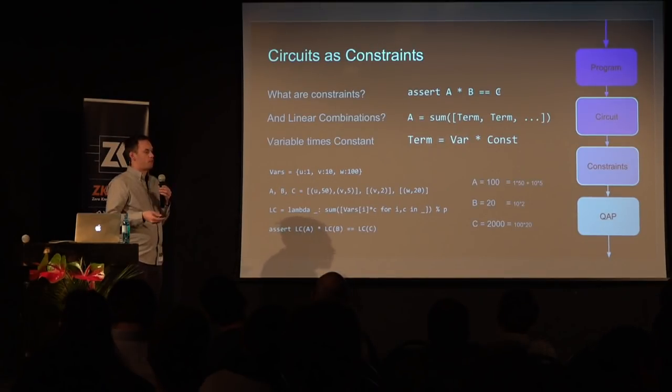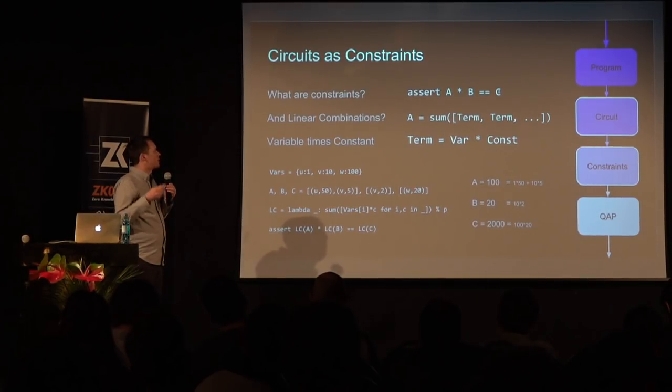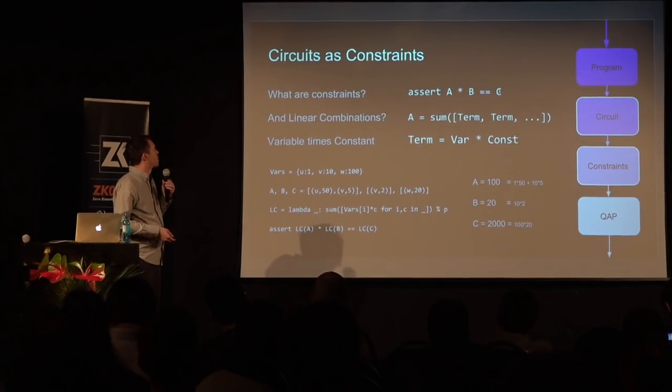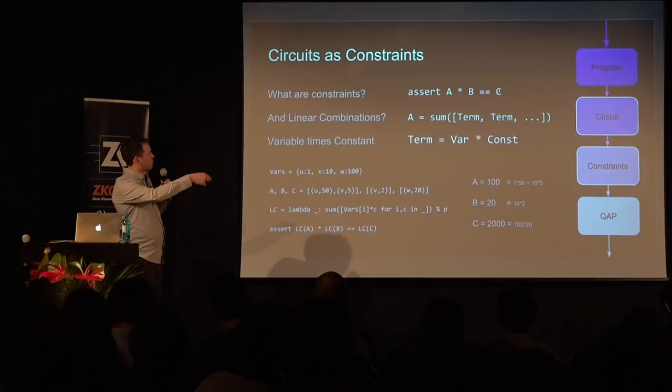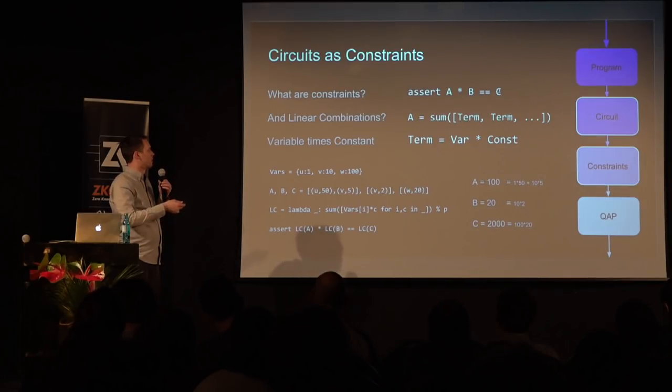So anyway, you've created these circuits, and you've got your add gates, your multiply gates. They're strung together. But how do we convert them into constraints? Well, first we should probably know what constraints are. Essentially, you've got a multiplicative operation there. You've got A times B equals C. A linear combination, which is the sum of terms, and each term is a variable multiplied by a constant.